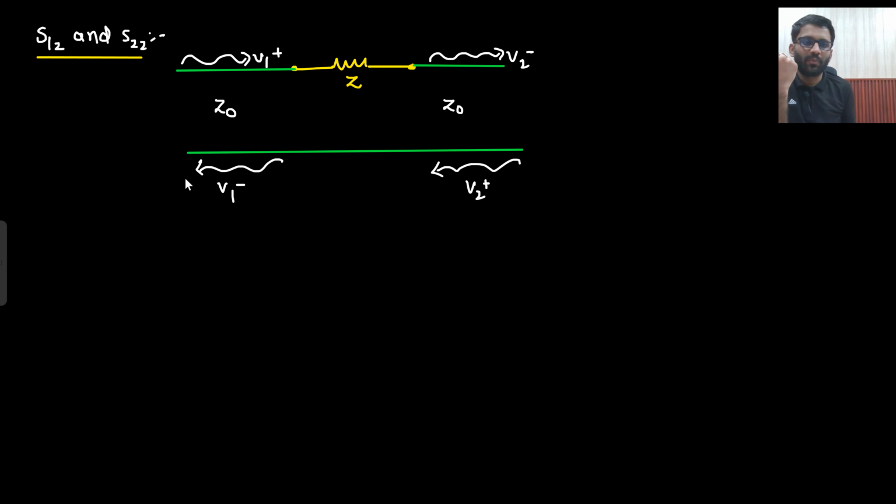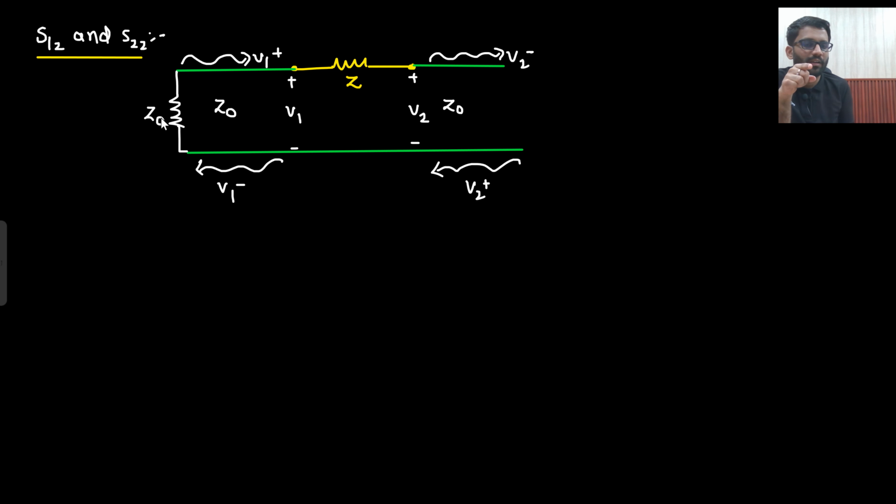So for them, what we need to put? We need to put V1 plus equals to 0. If I need to put V1 plus equals to 0, that means this load should be matched. So this should be replaced with Z naught. Then this will be your V1 and this would be your V2 only. Right? At the beginning of the port, V1, V2. Now what is your V1 plus here? V1 plus is the wave incident and V1 minus is the reflected wave.